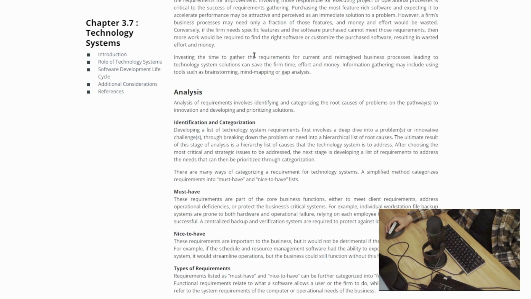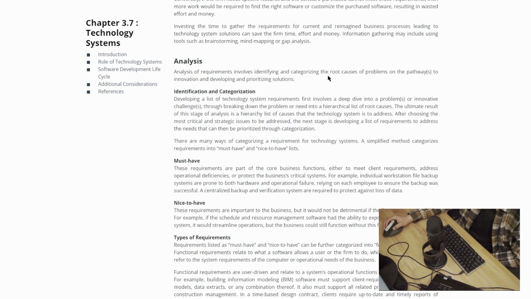Investing the time to gather the requirements for current and reimagined business processes leading to technology system solutions can save the firm time, effort, and money. Information gathering may include using tools such as brainstorming, mind mapping, or gap analysis.